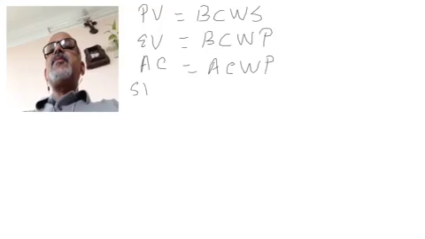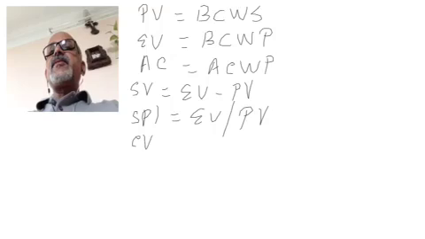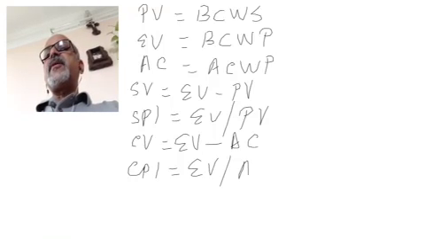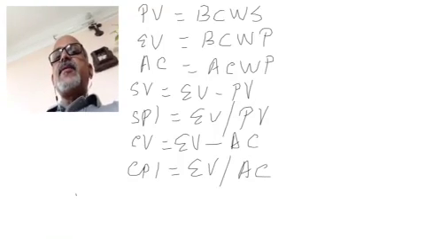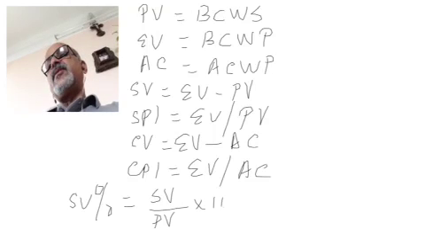Then schedule variance is earned value minus plan value. Schedule performance index is earned value by plan value. Cost variance was earned value minus actual cost, and cost performance index was earned value by actual cost, and schedule variance percentage was schedule variance, which is earned value minus plan value by plan value into 100.